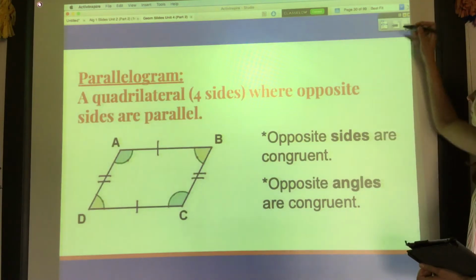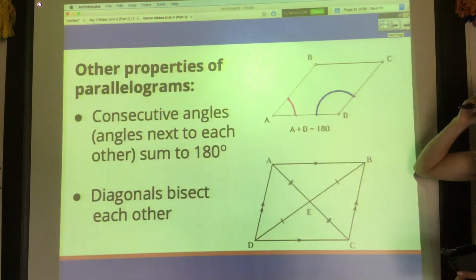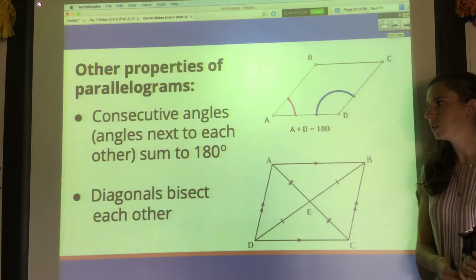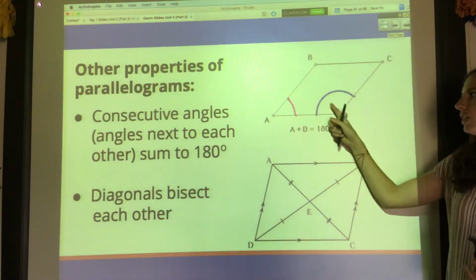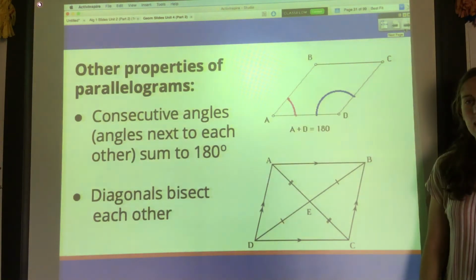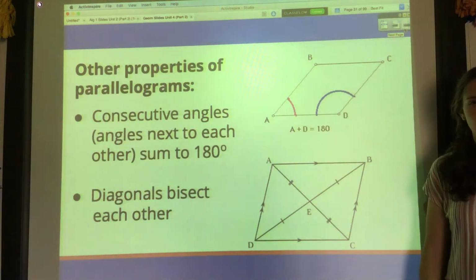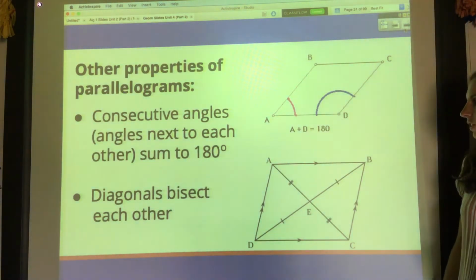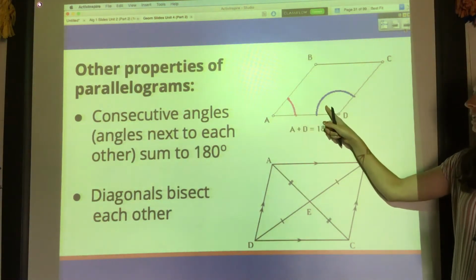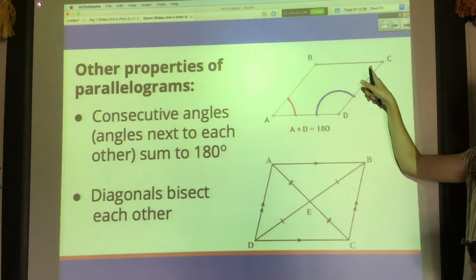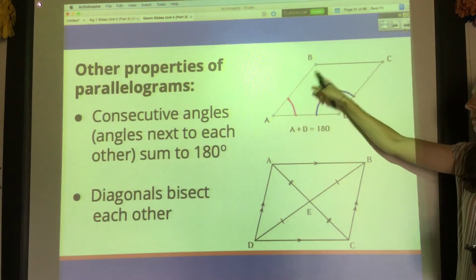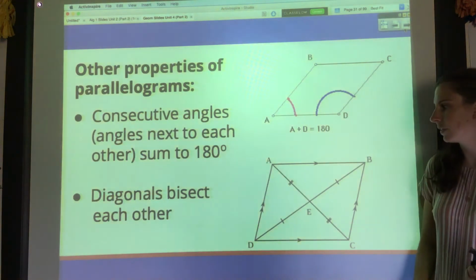In addition, consecutive angles, which are angles that are right next to each other, always add up to 180. They are supplementary. So for example, A and D will add up to 180, D and C add up to 180, C and B add up to 180, B and A add up to 180.